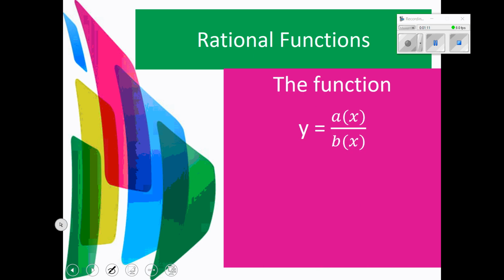So, the definition of rational. We know rational means what? Rational means fraction. So, a rational function is going to be a fraction, but it's going to have variables in the top and the bottom. So you're going to have a function in the numerator and a function in the denominator.